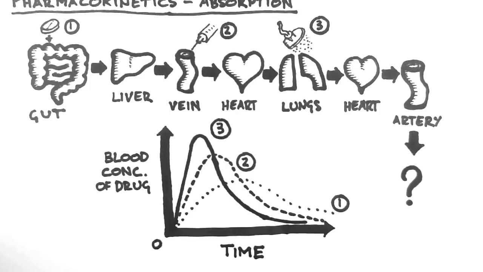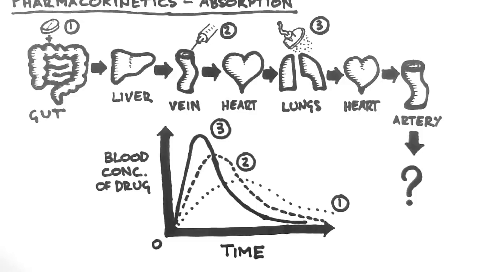Now I have three more points I want to make. Firstly, note that the area under the curve is the same for all these routes of administration. This is because the amount of exposure to the drug, that is, the dose, is the same. Just some routes of administration spread the dose out over a greater length of time.